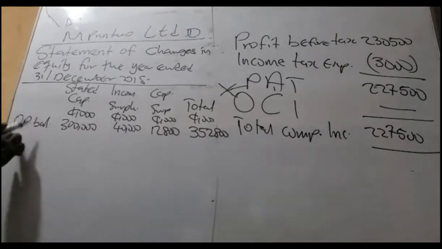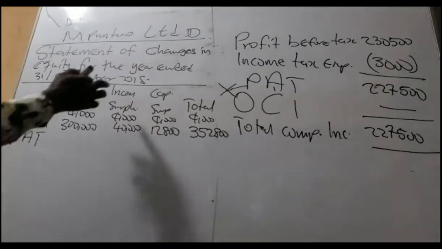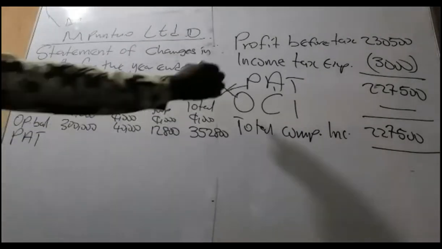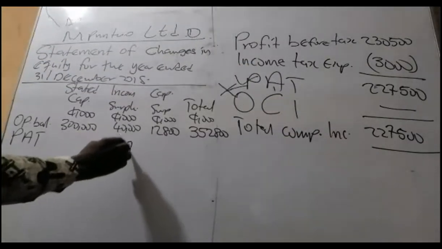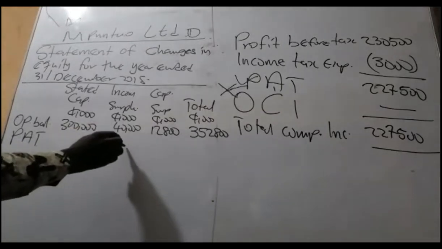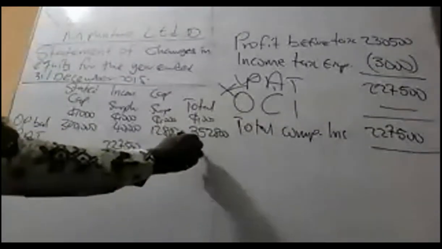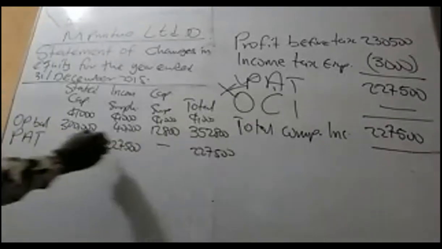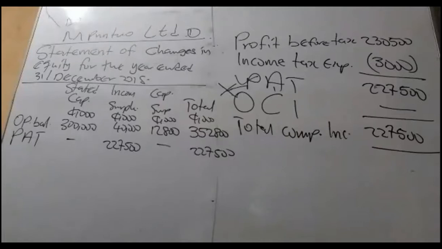Then the next item, profit after tax. So bring profit after tax here. The profit after tax must come under the income surplus. We had 227,500. So that's the profit after tax. 227,500. Then you place the same thing under the total section. So 227,500. Make a dash here to affect only this section. Good.